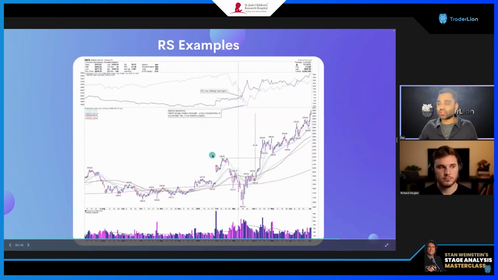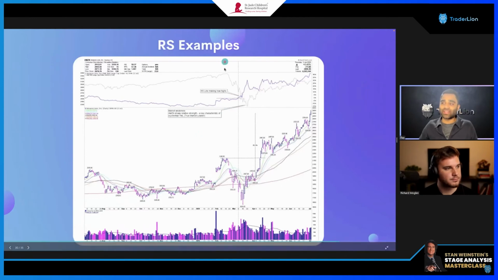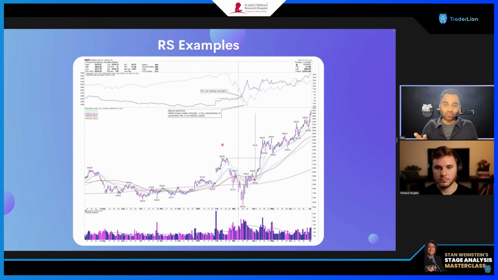So let's jump into an example. And this is a very classic example. There's tons of examples from 2020, but this is not isolated to 2020. You can go back to the 1990s, 1980s, 1970s, and you'll see the same sort of pattern within the RS line. So we see the COVID market where the market came in, and we see the RS line. So on a relative basis to the S&P 500, Amazon is performing quite well.